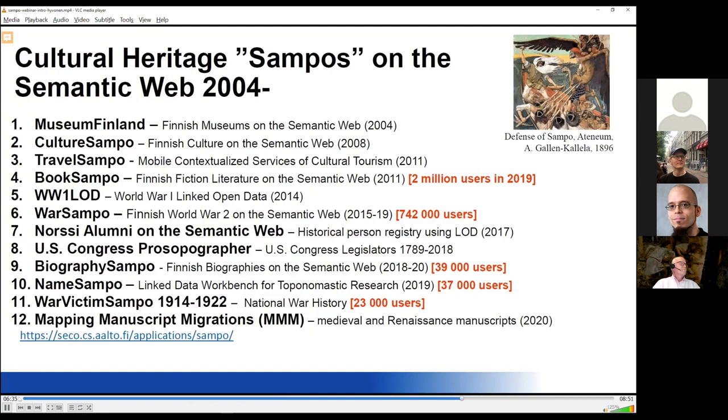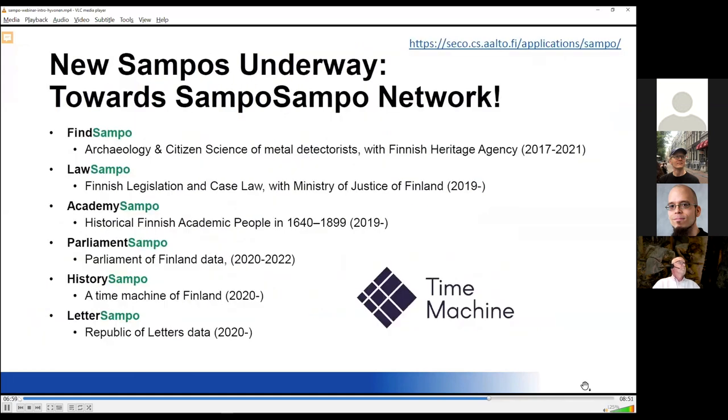The latest Sampo in 2020, Mapping Manuscript Migrations, is a transatlantic system for aggregating and publishing data of over 200,000 medieval and Renaissance manuscripts from the Bodleian Library of the University of Oxford, Schoenberg Institute at the University of Pennsylvania, and Institute for Research and History of Texts in Paris. At the moment, 6 new Sampos are being developed.